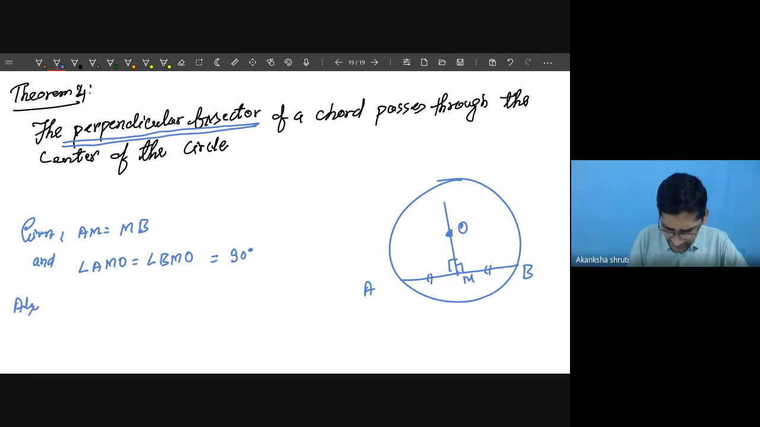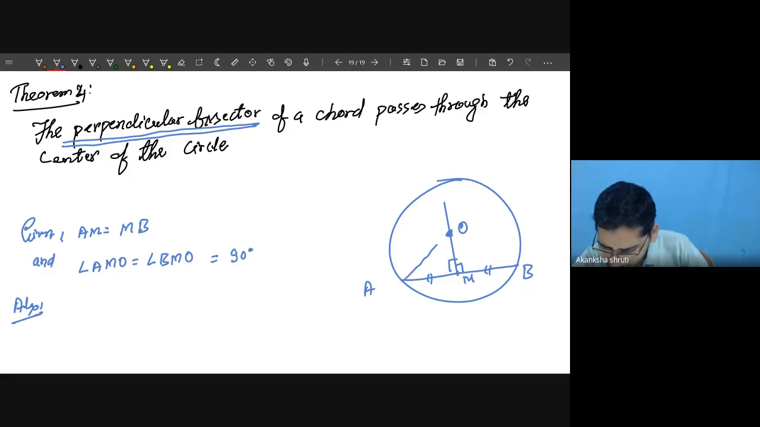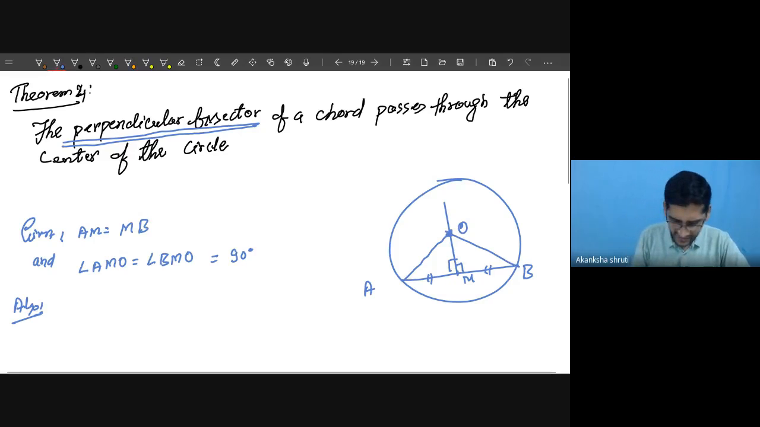Also by construction, if we join OA and OB, student, then these will also be equal, but we need not take them equal because the center O we have to determine. So what shall we consider? We shall consider OM is equal to OM on both sides because it is common.